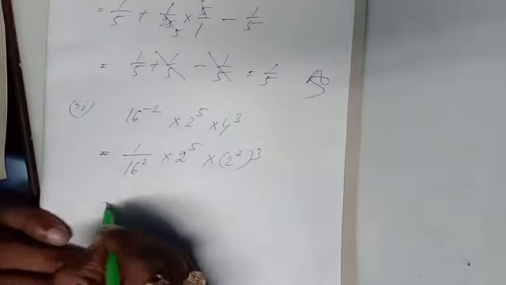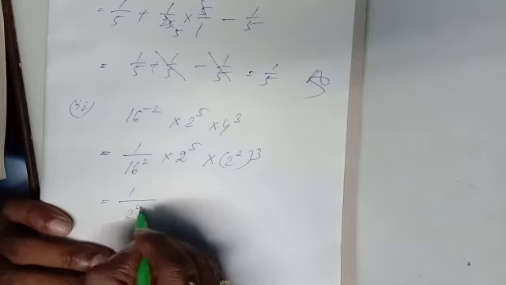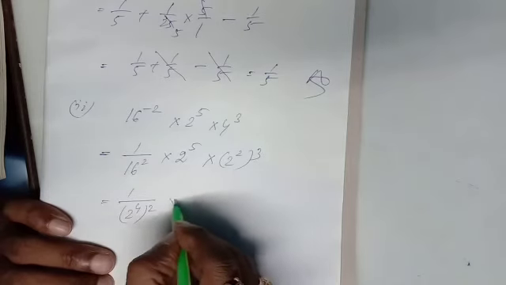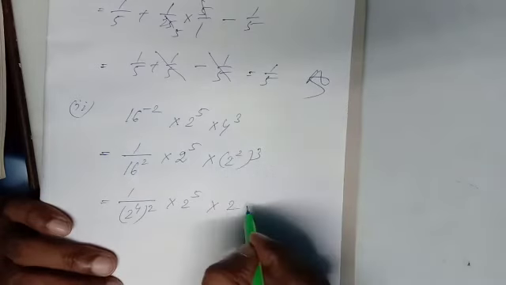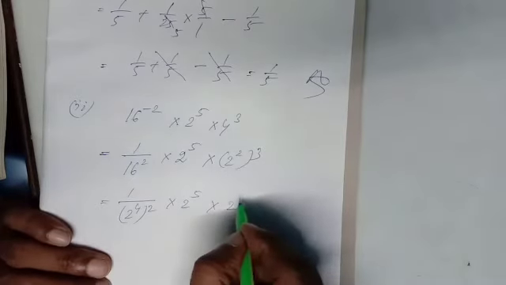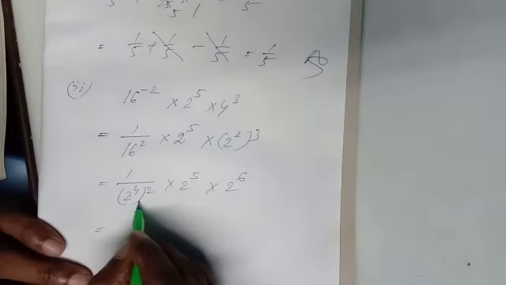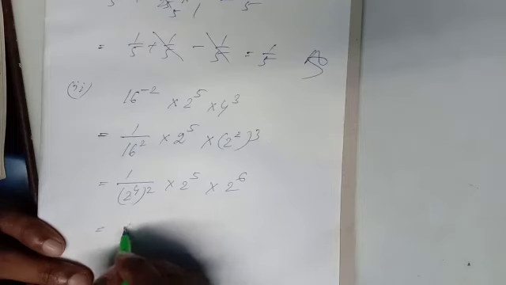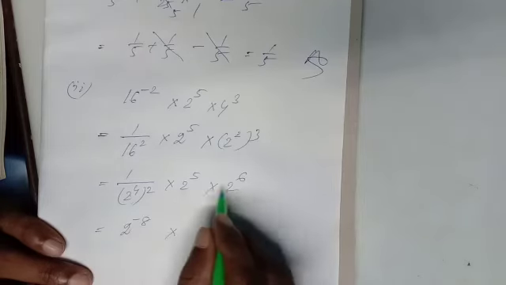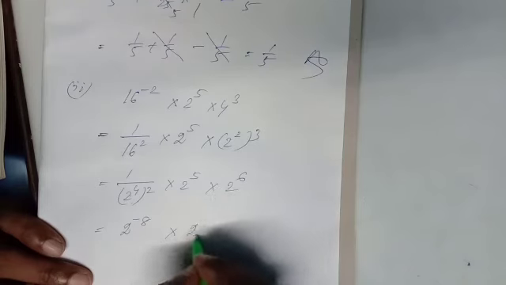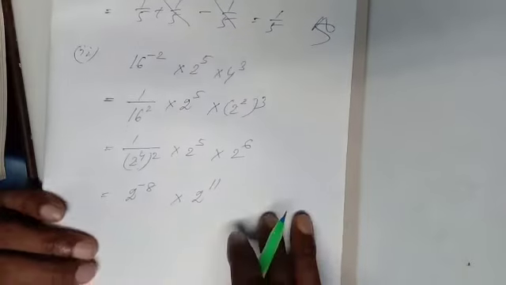Okay. Next you see, 16 means 2 to the power 4, all to the power 2. And here 2 to the power 5, and 2 to the power 2 whole cube means the powers are multiplied, that means 6. Next you see, this will be 2 to the power 8, this will go up, that means 2 to the power minus 8. And here 2 to the power 5 into 2 to the power 6, the powers are added, 2 to the power 5 plus 6, it will be 11. Power is added if the base is same.